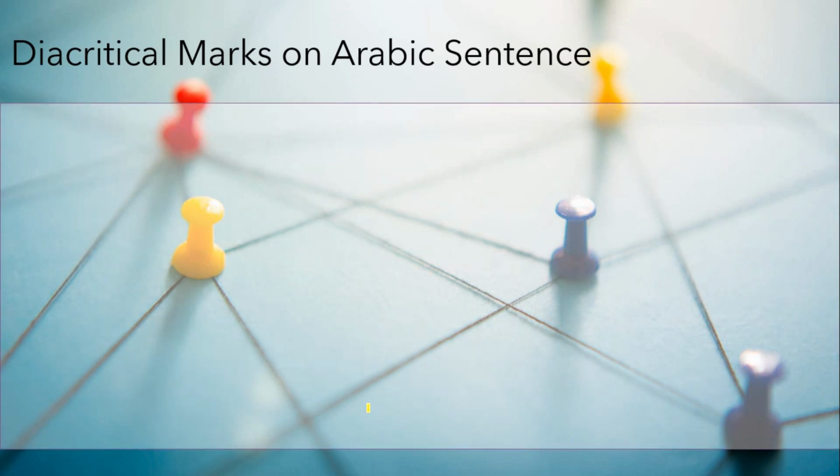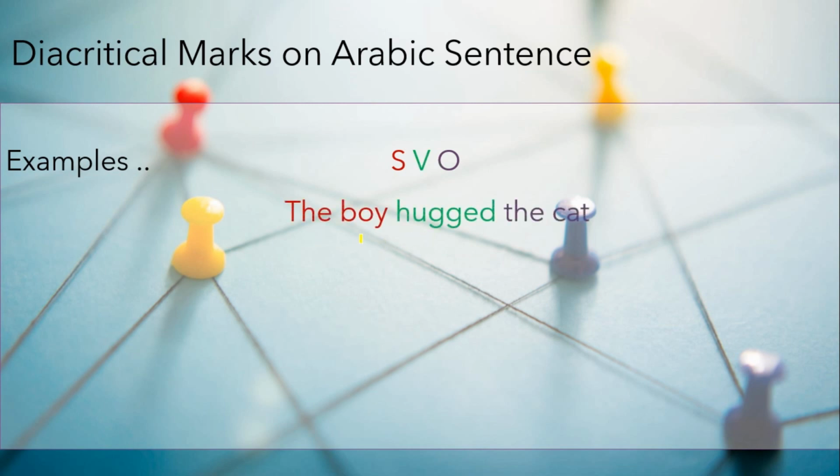It will be easy to arrange the words in the sentence and use the suitable mark for any of these words. Let's have an example here just to have our understanding clearly understood. Here we will have one sentence: The boy hugged the cat.